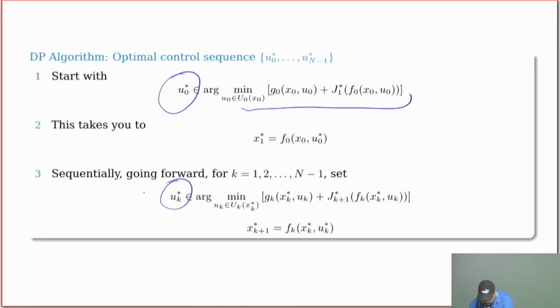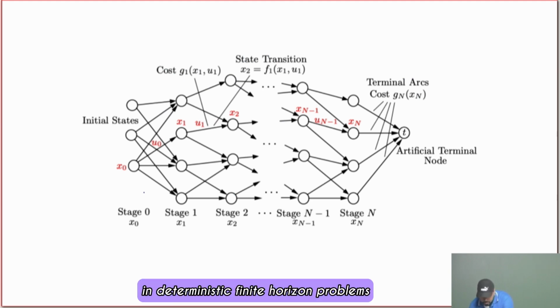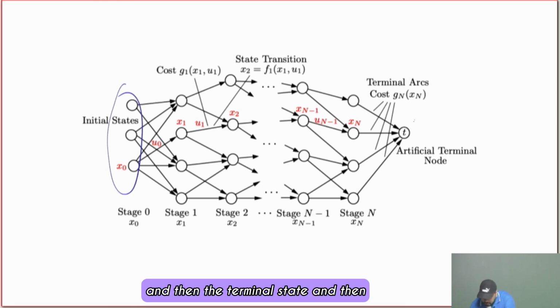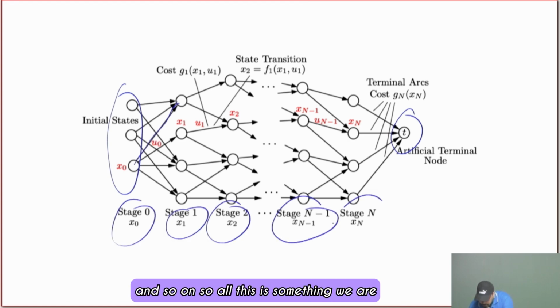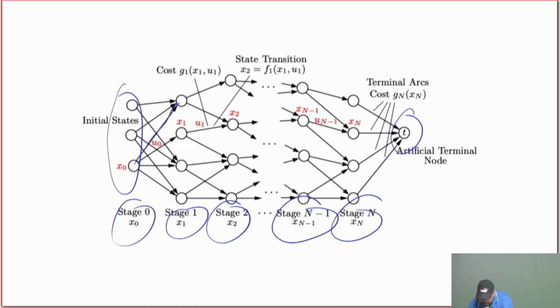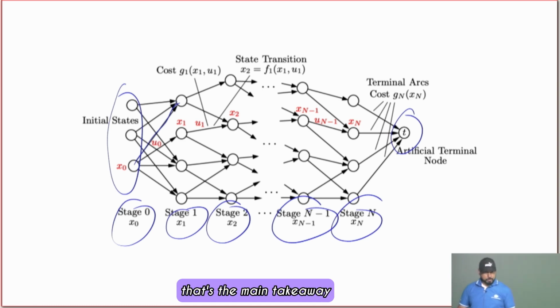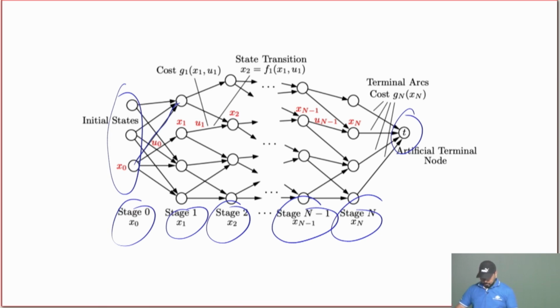All this is something we have done before, and deterministic finite horizon problems can be written as a graph with the initial states and then the terminal state, and then you take certain controls and you go to different states and so on. All this is something we are revising again. So in a deterministic finite horizon case, it can be written as a graph. That's the main takeaway, that we can write this as a graph with some initial states, and we terminate at the terminal state. Almost all problems, in fact, are equivalent.